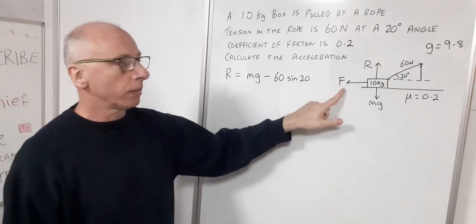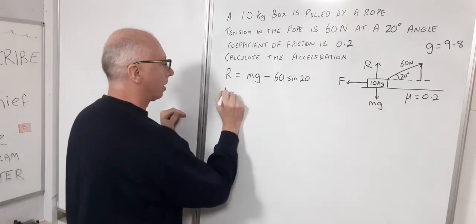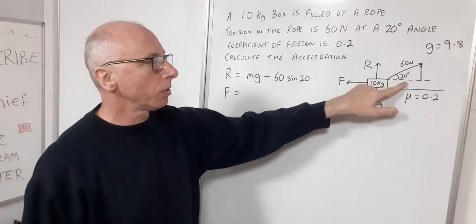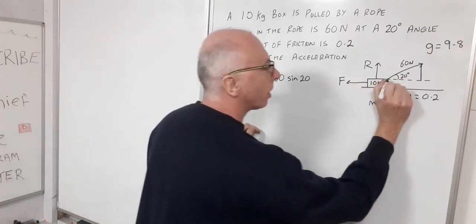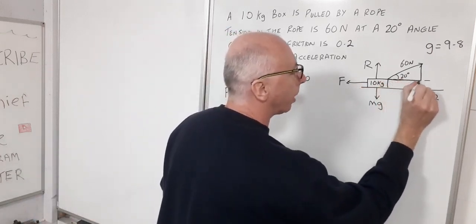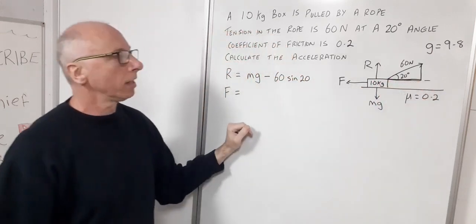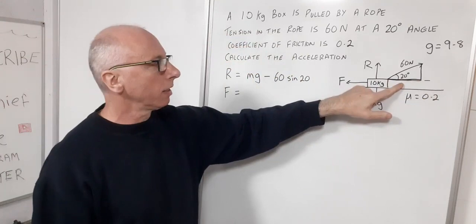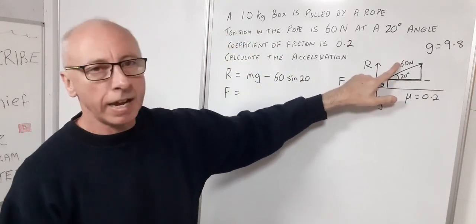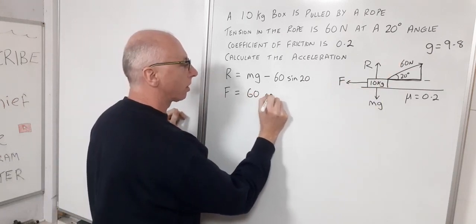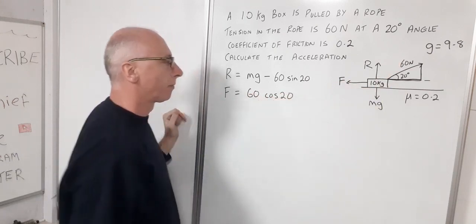Next we need to calculate the force F. What we need to do now is find the component of the tension going in this direction. That will be calculated by the magnitude and the length of this part here. As it's adjacent to the 20 degrees, it'll be cosine multiplied by the magnitude, which is 60. So 60 cosine of 20.